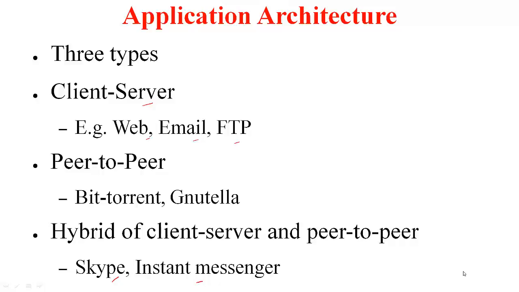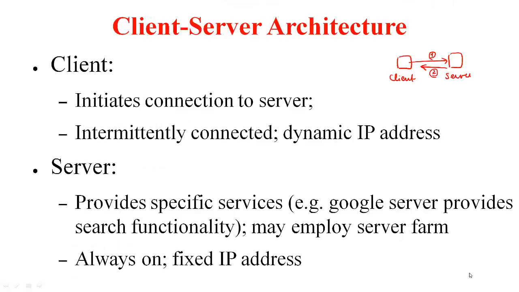Let's look at these architectures in a little bit more detail. In client-server architecture, the client is the device that initiates a connection to the server, and these clients are not always connected to the internet. They are intermittently connected, and not only that, over time they may have different IP addresses, maybe because they get IP addresses via DHCP. The server, on the other hand, provides a specific service. For example, the Google server provides search functionality. The Amazon server lets you buy stuff from the Amazon website.